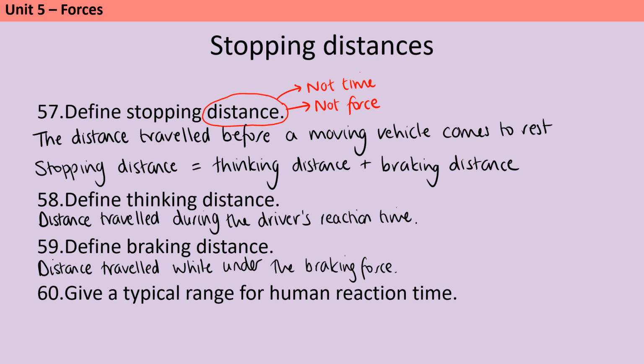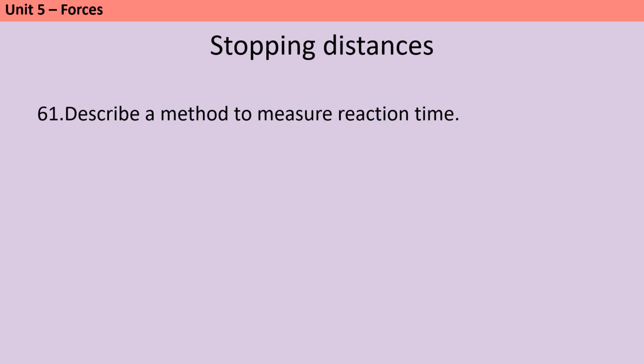Human reaction times generally vary from about 0.2 to 0.9 seconds based on a number of factors such as your age and how distracted you are. In order to measure a person's reaction time, we can use the ruler drop test, and of course this is one of your required practicals for GCSE biology, so you should be very familiar with this method and able to describe it.